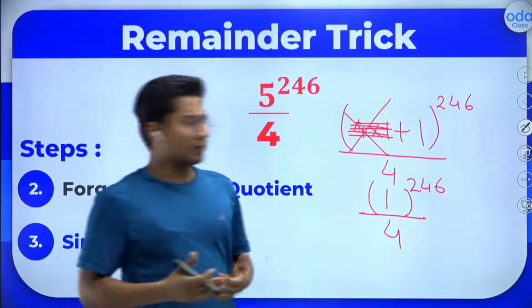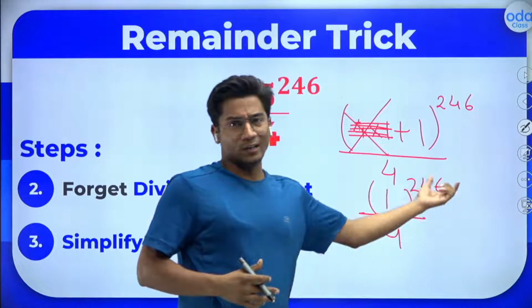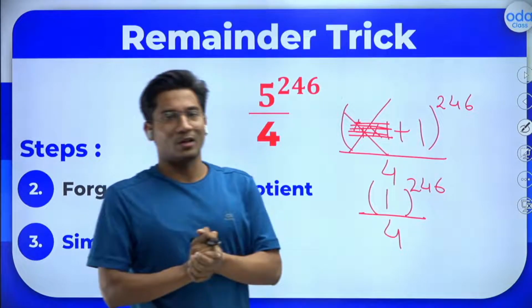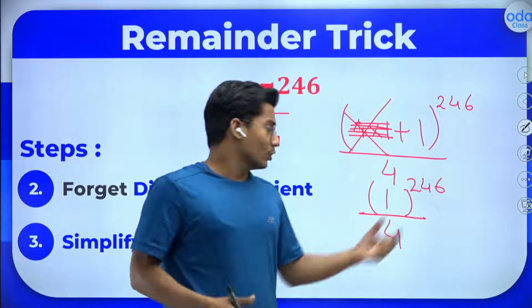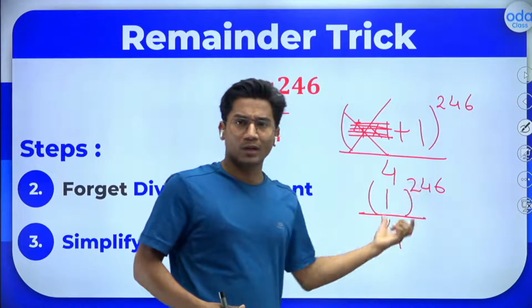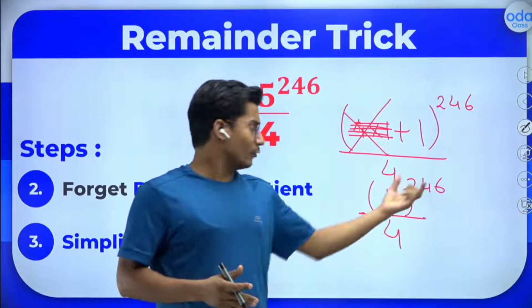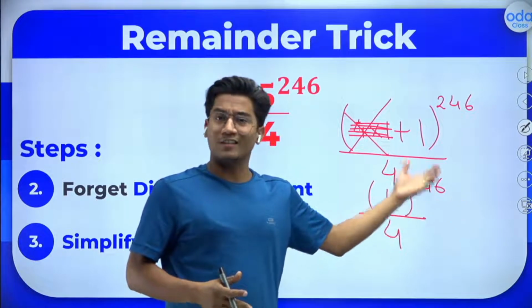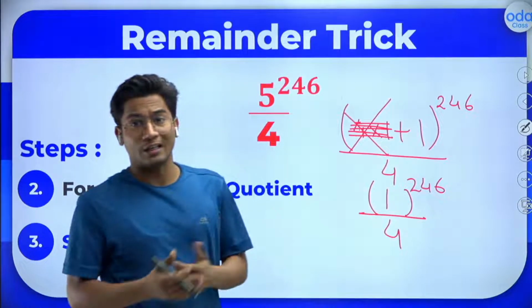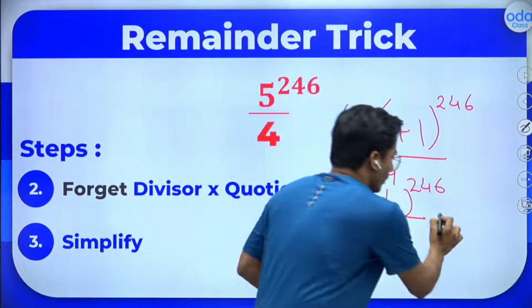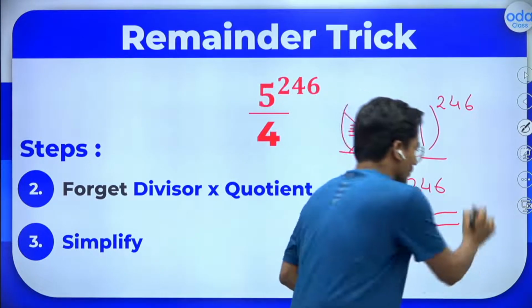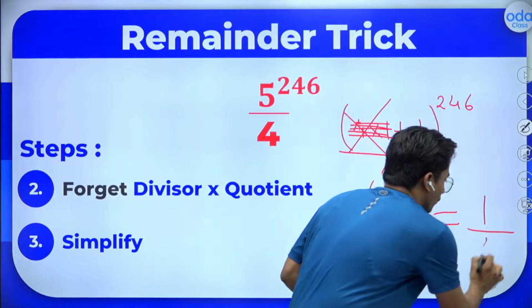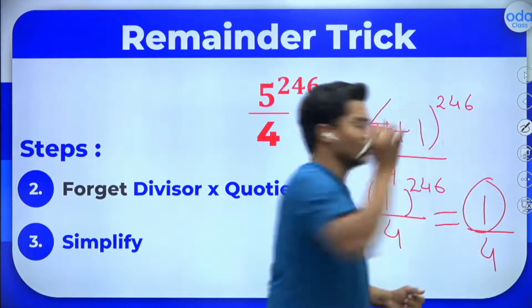So from here, what can we write next? What will be the power of 1? Sorry, I mean what will be the value, whatever the power we have, right? Whatever the power we have for 1, we will always get 1. Even if you have 1 million or 1 billion, your answer will always be the same. It will never change. So here, if I am having 1 exponent 246, we all know that we will have 1 upon 4. So that is our answer, right?